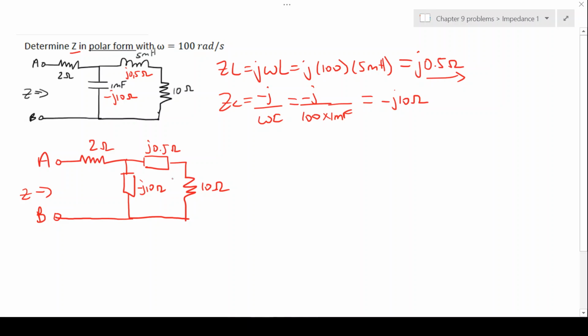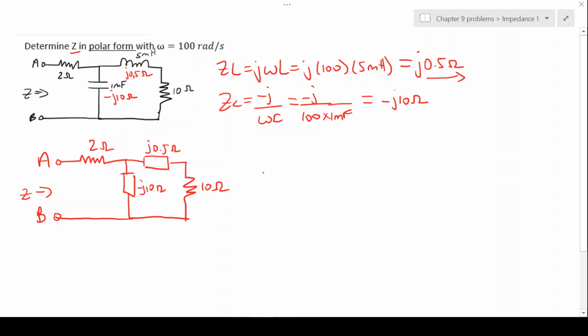Right, so first we look for series connections, then we look at parallel connections, and if we can't find any, then it will probably be Y delta transformations to be able to simplify the circuit. We should be able to see that the connection between the J 0.5 and the 10 is a series connection, and the combination of those with the minus J 10 is a parallel connection.